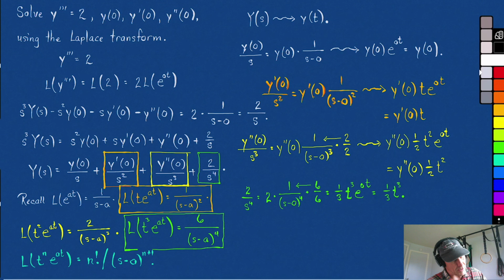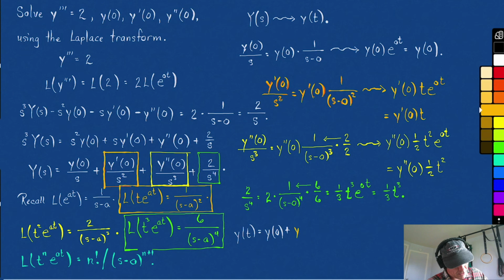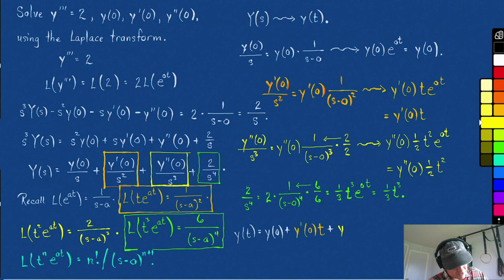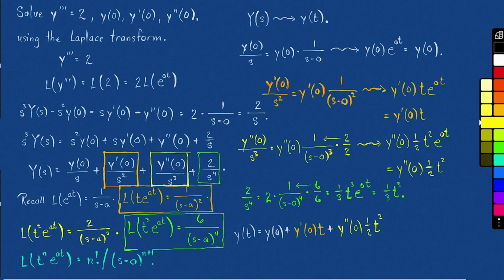And finally we can write our final solution, and that is that y of t is equal to y of 0 plus y prime of 0 times t plus a yellow term, y double prime of 0 times 1/2 t squared plus 1/3 t cubed. And that's how we would solve this third order differential equation using the Laplace transform.